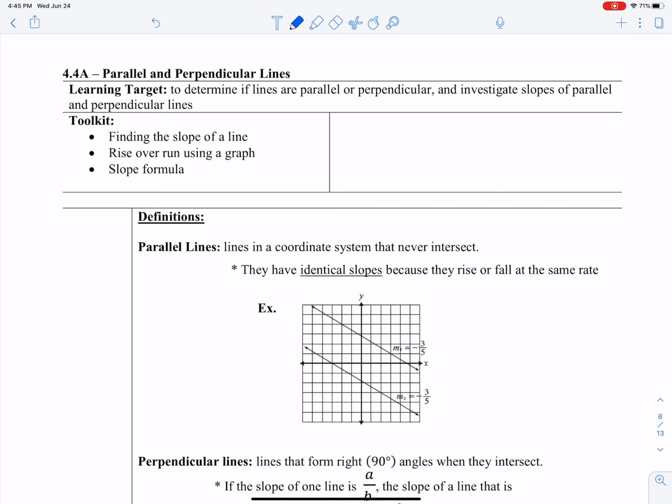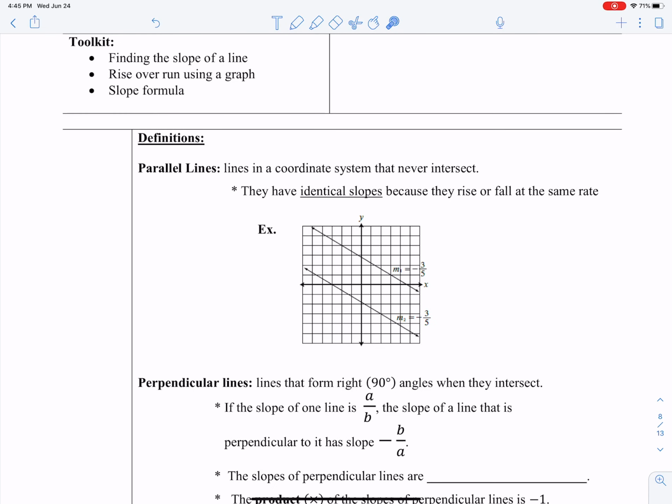This is section 4.4a, part 1. Here we're going to be looking at parallel and perpendicular lines. So let's do some definitions.